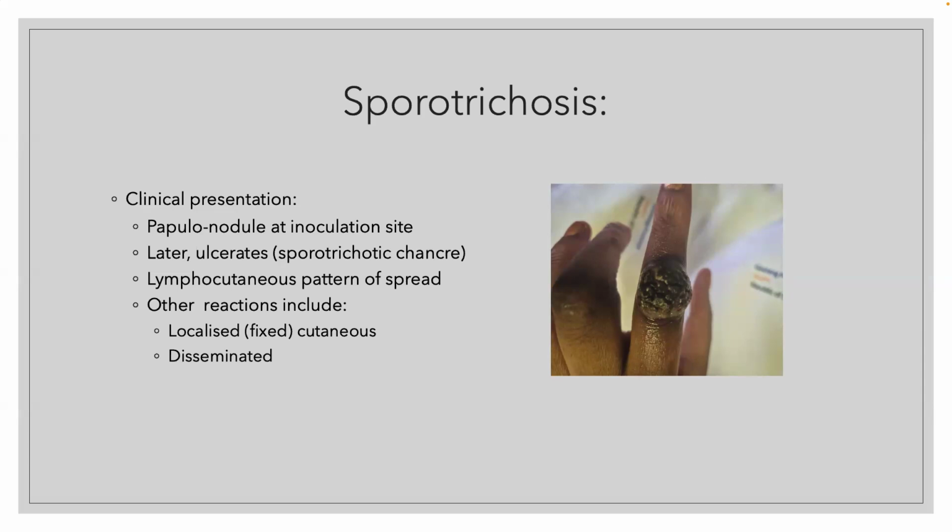In the localized or fixed form of sporotrichosis, the patient can present with pyodermatous erosions, acneiform, nodular, ulcerated, or verrucous lesions. This variant may indicate a high degree of immunity in the individual. The pattern of spread of fixed cutaneous sporotrichosis can be appreciated in our patient.